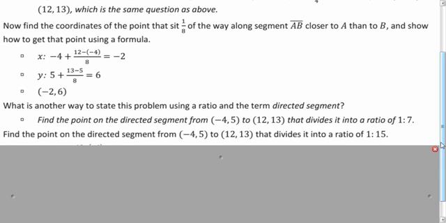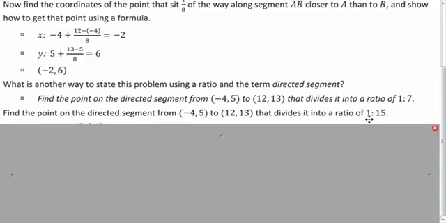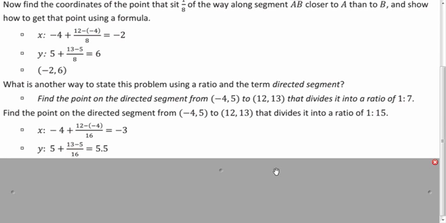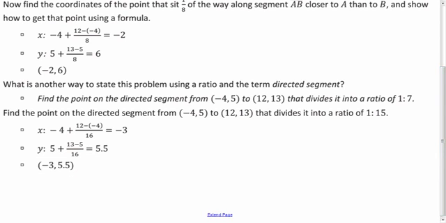And if our ratio is 1 to 15, well, this is a part-to-part ratio. So we want to convert it to a part to whole. So we have 1 piece and 15 pieces. That would be 16 pieces total. So our fraction would be 1/16. So divide those differences by 16. And that would be our point.